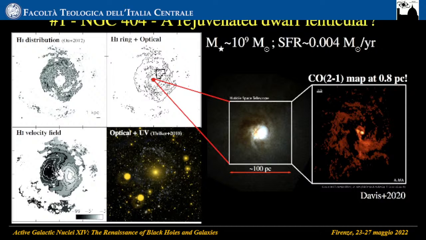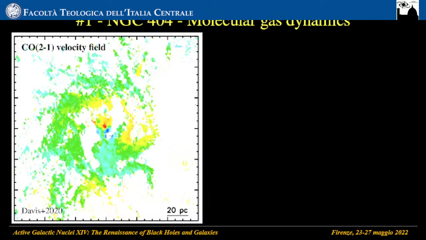around the central nucleus. And this is the ALMA CO 2-1 map. And I want to point out that this has a resolution of 0.8 parsec. So it's fantastic. The CO distribution is complex, as well as the kinematics. This is the velocity field. It's essentially a mess. These are probably gas streamers falling towards the center. But if you look closely in the very inner parts, there is a rotating disk.